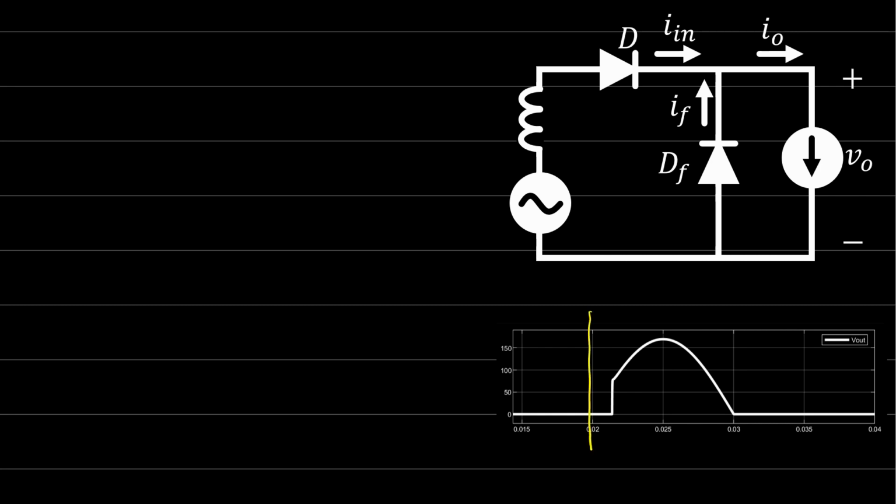When the input is a sine wave, the output will be something like this during this time period. And we said during this time, both diodes are conducting, and then the input voltage and the output voltage will have 0 volt in them. How to find the commutation time here?